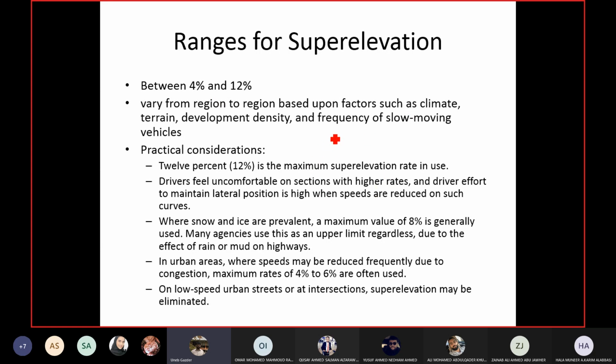So these are the main points, but there are some other practical considerations as well. 12% is the maximum super elevation, but when you make it close to 12%, the drivers start to feel uncomfortable, and they have problems in maintaining their lane. You may observe it, and this is prominent on high-speed roads. For example, Sheikh Khalifa bin Salman Highway, Sheikh Isa bin Salman Highway, Sheikh Salman Highway, highways which have speeds of 80 or 100 or more.